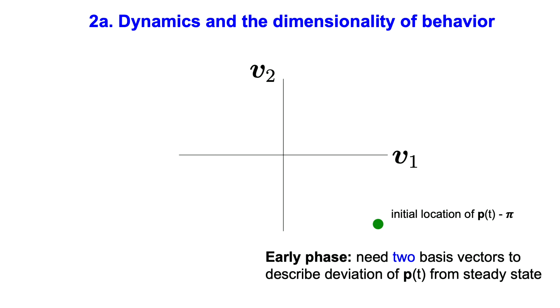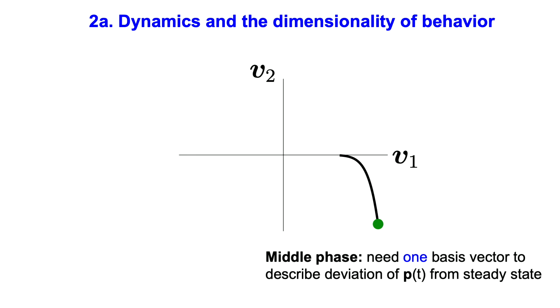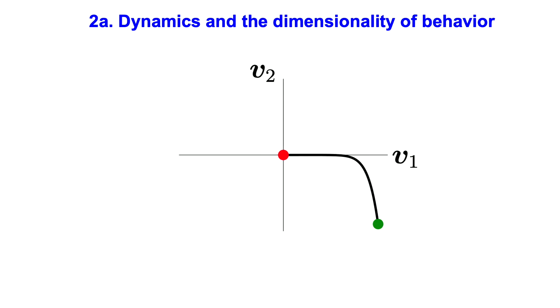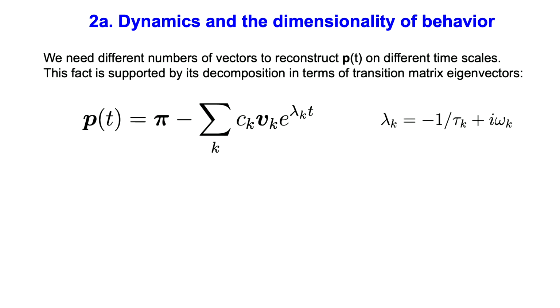Assuming that there is some separation of time scales, after some time, one of the components is going to die. And so in that sense, you can say that this p vector is lower dimensional than it was originally. And then on a long enough time scale, since you just go to equilibrium, it becomes even more trivial. You don't need any basis vectors apart from your steady state distribution.